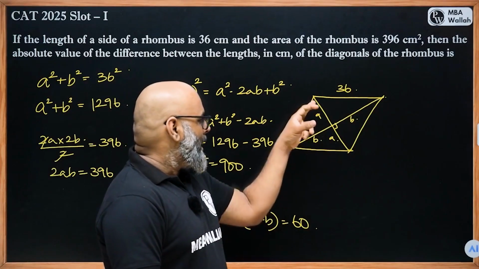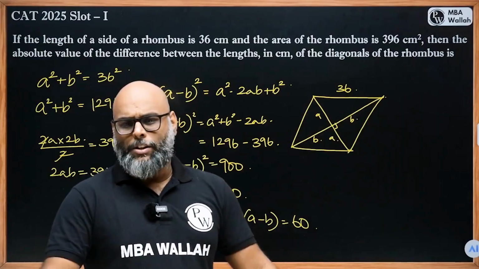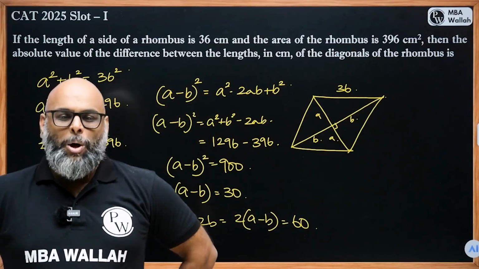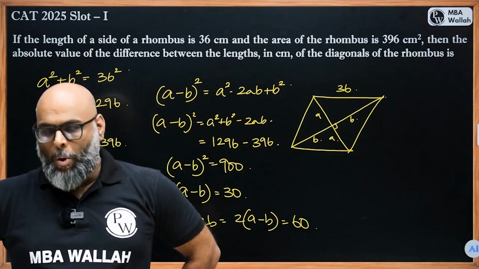Why 2 times of a minus b? The length of the diagonals are 2a and 2b. So the difference will be twice the difference of a and b. So the answer is 60. Nice question. Know your basic formulas for areas, volume and everything.